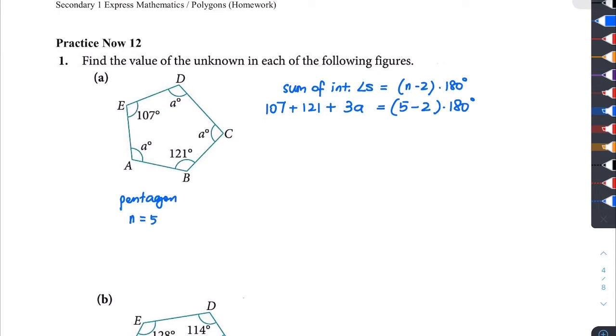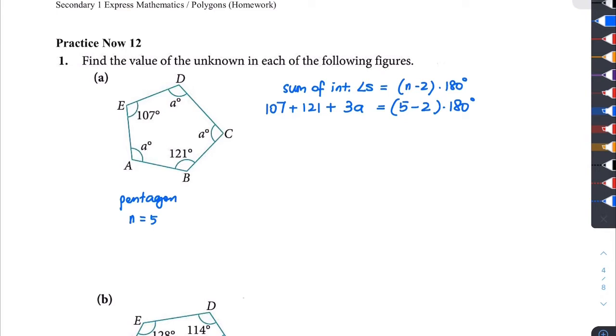Okay, so let's simplify. What we're doing is forming an equation. For polygon questions, usually we will be forming an equation. It is much clearer to form an equation as compared to solving it individually and doing the divide by 3 manually. So make it a habit. Try to see the equation, try to write the mathematical sentence.